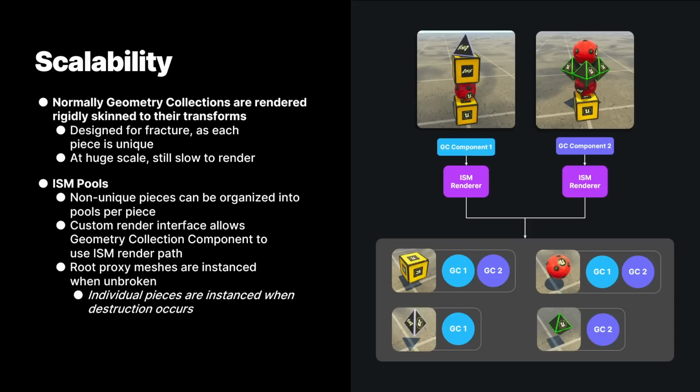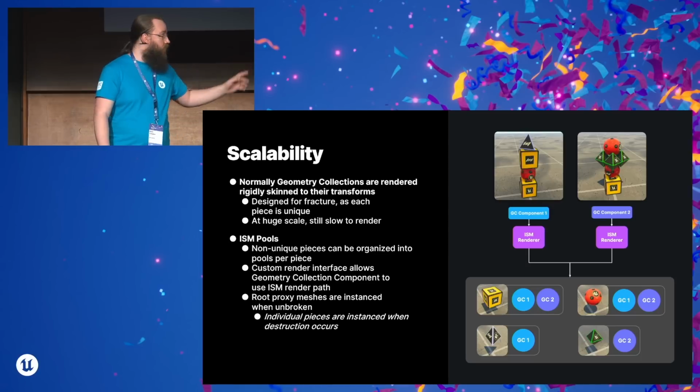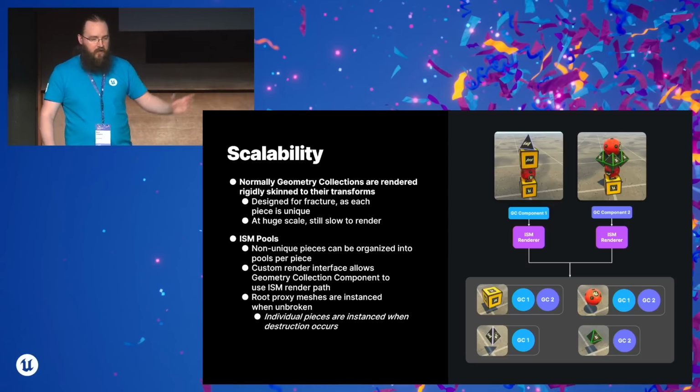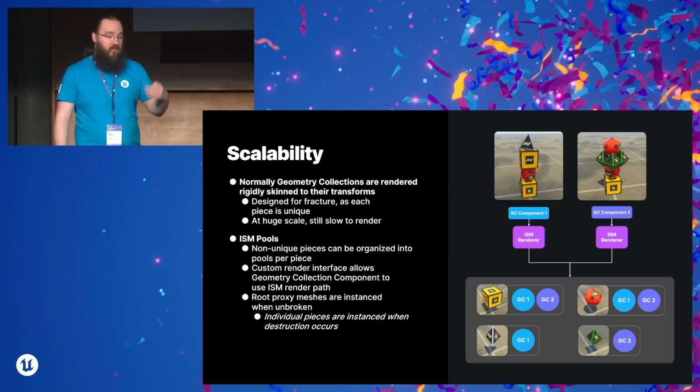So here we've illustrated this. We have 2 geometry collections. They each create an ISM renderer. Those renderers reference the shared pool. And here we have a sphere and a cube in both of those, so they're both bound to that instance. And we have the 2 unique instances there that just have 1. But as you add more to the scene, these pools fill up, and the rendering is a lot faster.